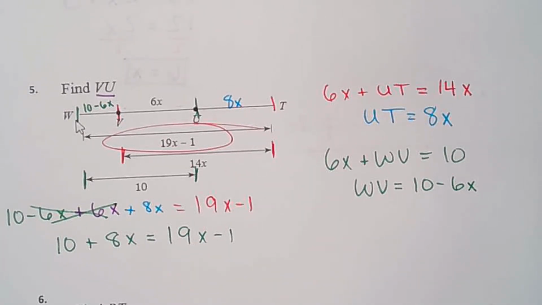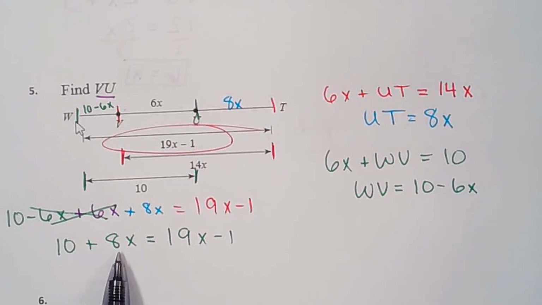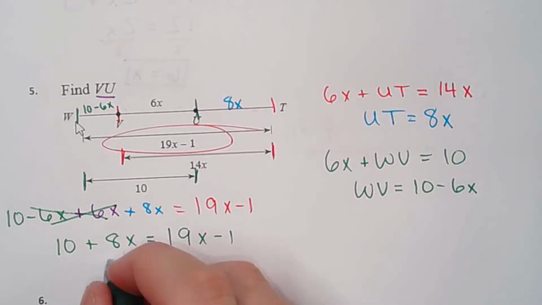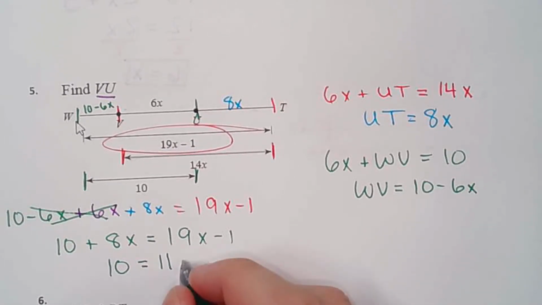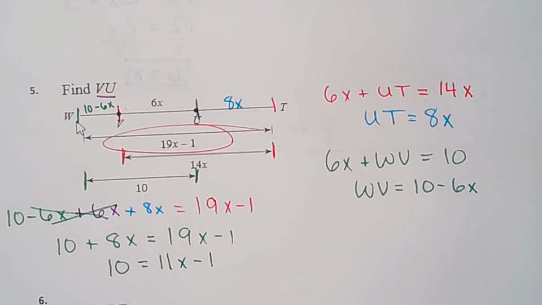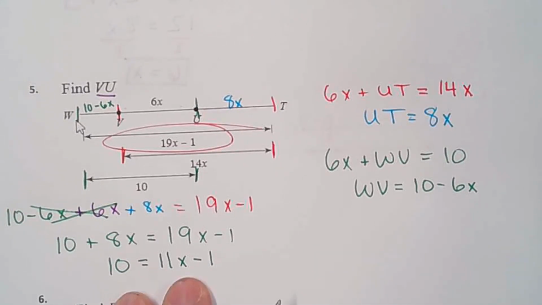What are we going to do? Yep, we're going to put our x's together. So subtract 8x to one side. So we get 10 over here equals, what's 19x minus 8x? 11 x's. A lot of x's. Anybody top that? Yeah, boy. All right, so here we are. 10 equals 11x minus 1.